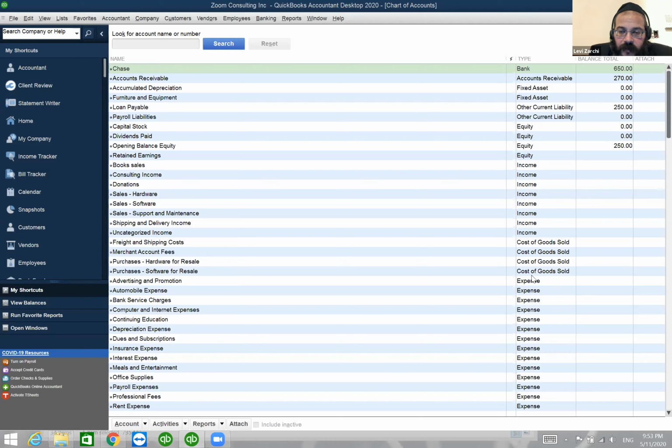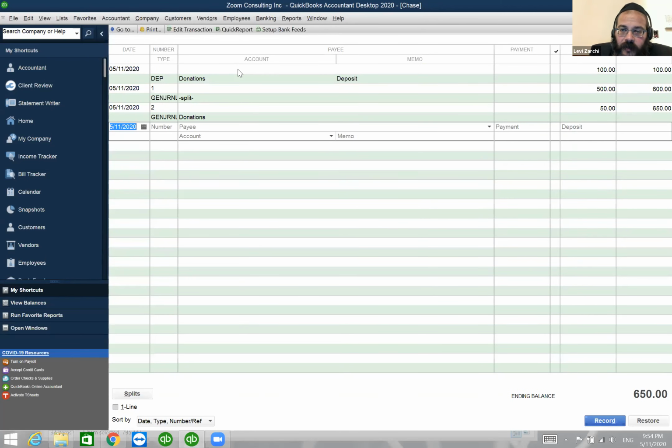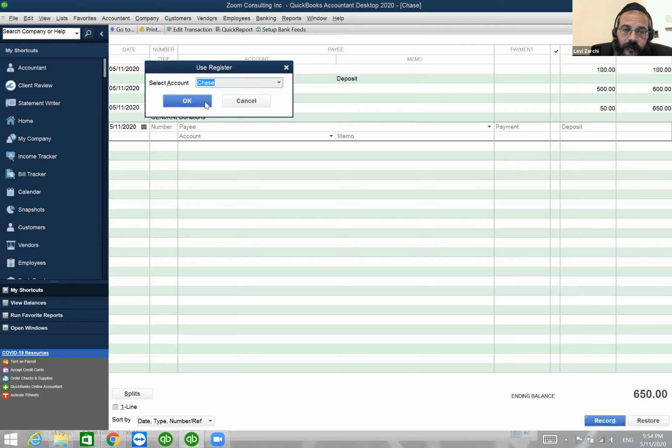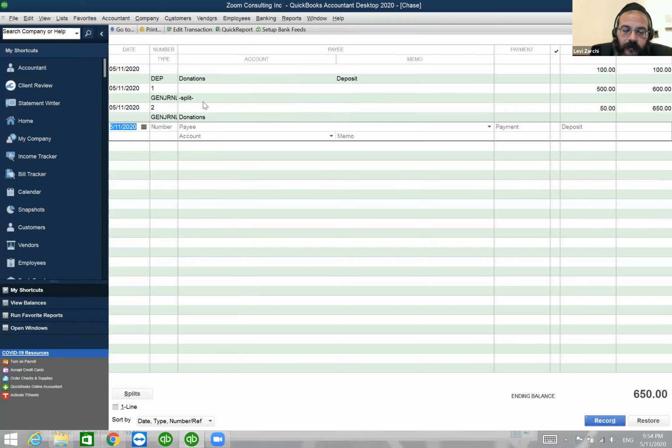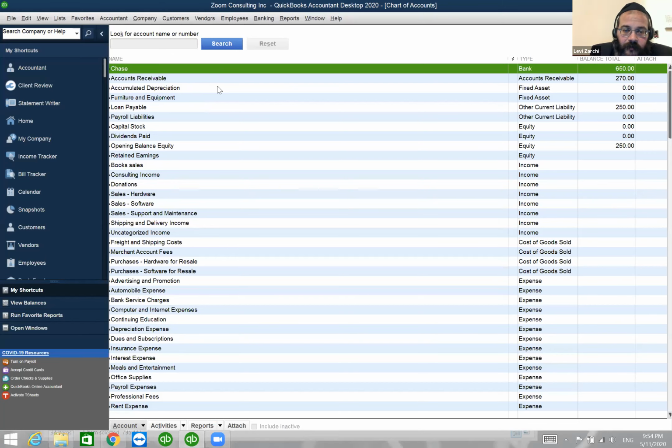Okay, what's the difference between register and deposit? Deposits are usually going into a bank account, and the bank is also a register. I'll show you, even over here, if I double click on Chase, it would bring me to the bank register. Again, I could have gone to Banking and gone to Use Register, and then it would show me. I click on Chase, but I'm already here, so it wouldn't open another window. If I was already in Control A and in the chart of accounts, I double click. Again, I get to the register.